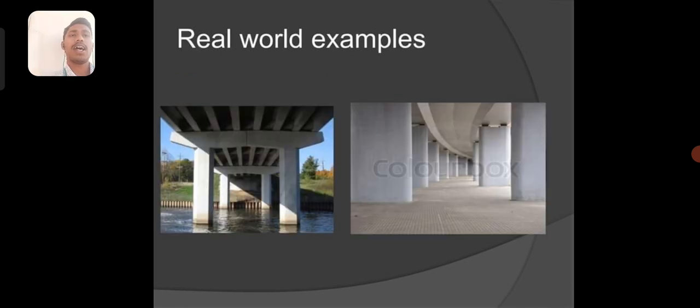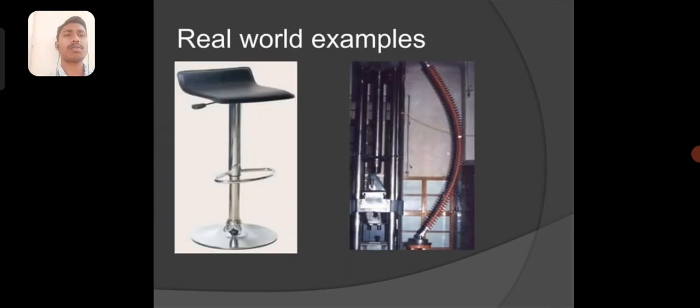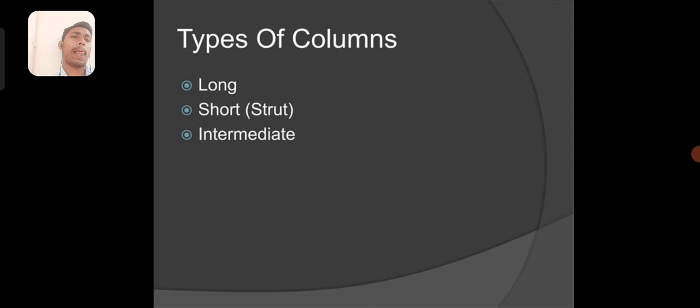Yes, and real world examples. Those are two real world examples. There are a lot of buildings under construction where we can see columns. We can also identify them in artificial products like a chair and other things. We can see that columns play a major role. There are three types of columns: short column, long column, and intermediate column.